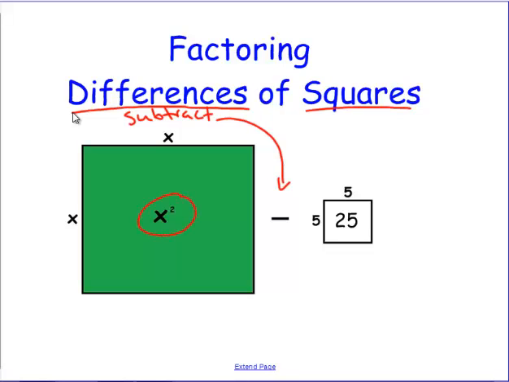X squared would be a square because I can take x times x, and that would give me x squared. 25 would be a square because 5 times 5 gives me 25. We're looking at perfect squares there. So notice a difference of squares. The example here would be x squared minus 25. This would be an example of a difference of squares.